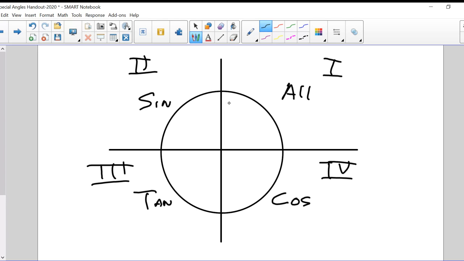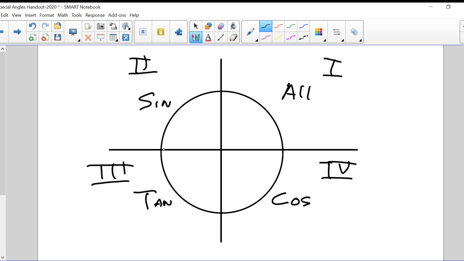So it means that my sine will be positive because sine is my y coordinate. Remember, sine is my y. My cosine will also be positive because I'm on the positive side of the x-axis. And tangent is my y divided by my x. That's going to be positive as well. So they're all positive.